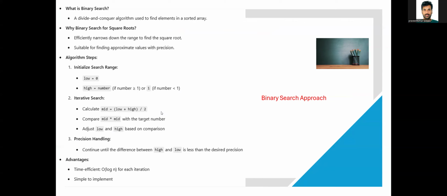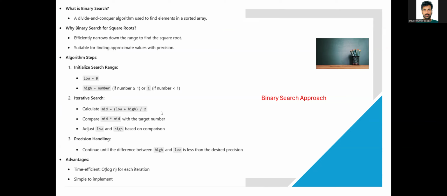The basic approach is to start by setting the lower and upper bounds of our search range. For a number greater than or equal to 1, the upper bound is the number itself. For numbers less than 1, we set the upper bound to 1. In each iteration, we calculate the midpoint and check if its square is greater than or less than the target number, and adjust our search range accordingly.